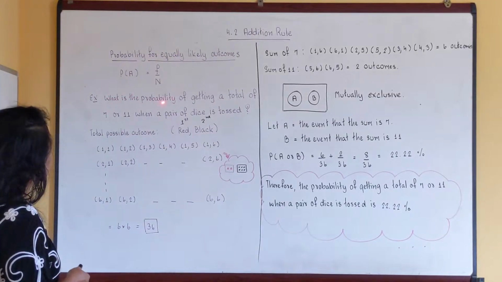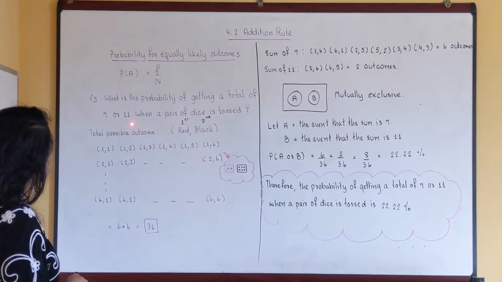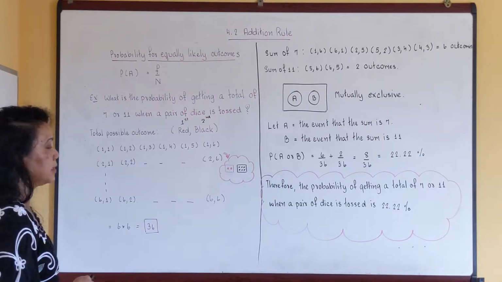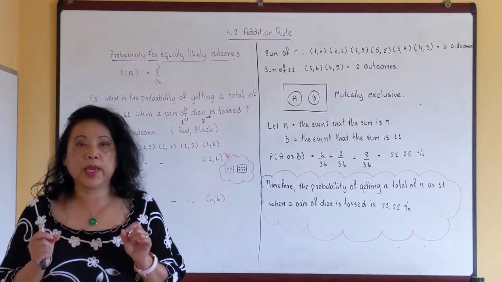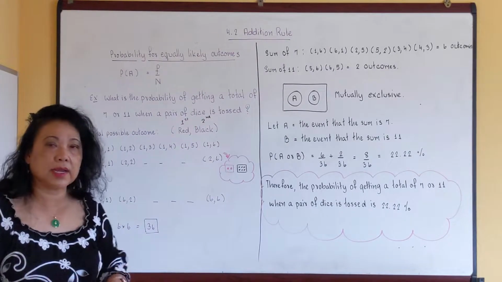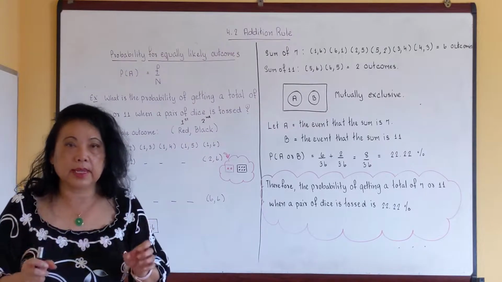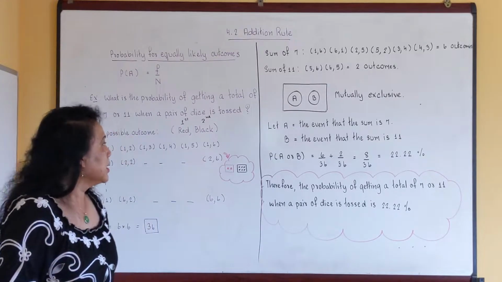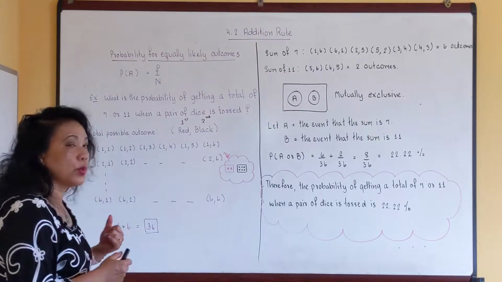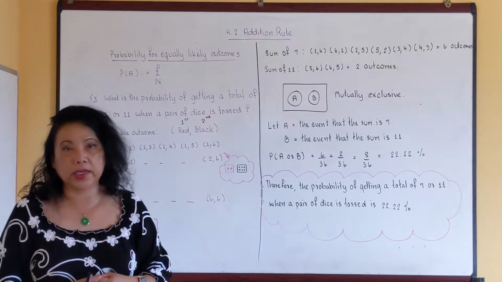What is the probability of getting a sum of 7 or 11 when a pair of dice is tossed? So you have two dice. Let's say one is red and one is black, right? When you throw them and they land, you're going to add the sum of the dots on the dice. Now it's equally likely outcomes. The chance of number 1 to number 6, they're all equal.